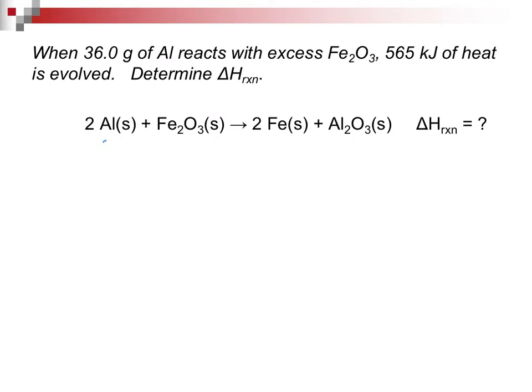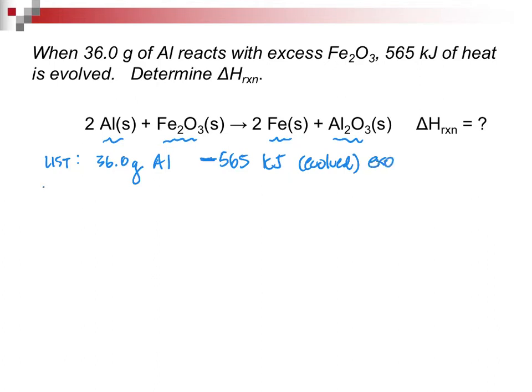It says that aluminum reacts with iron oxide to make iron metal and aluminum oxide. So what you want to do is list, what do you know? Well, we know we have 36 grams of aluminum, and it says 565 kilojoules of heat are evolved. If they are evolved, this is an exothermic reaction. What is it that you want? Well, you want to know the kilojoules per mole of reaction. So I'm going to show you a method that works. Some people like it, some people don't, but we ought to start somewhere.